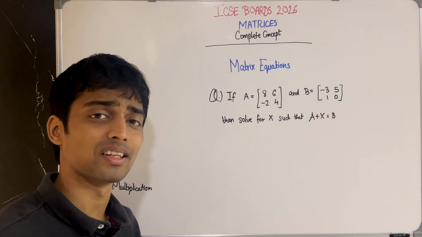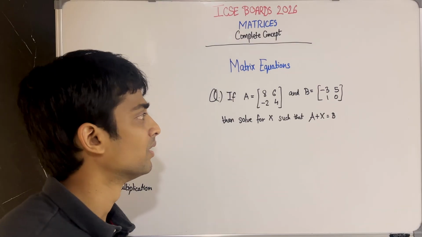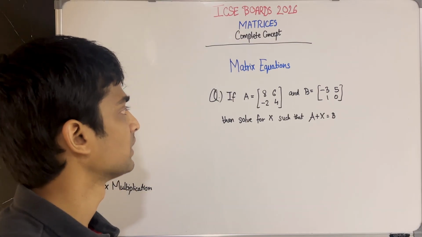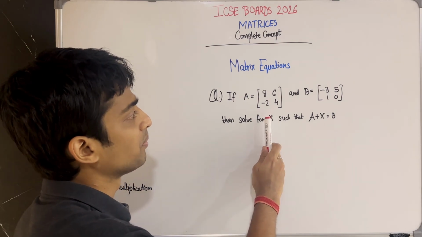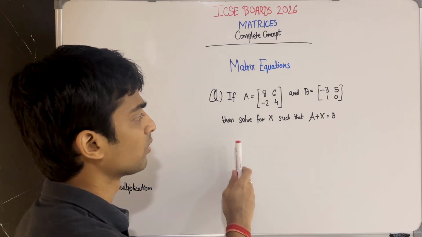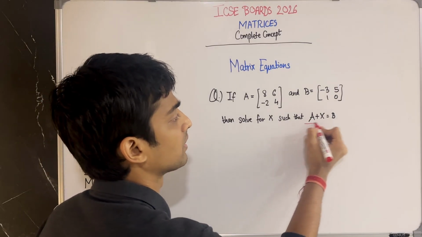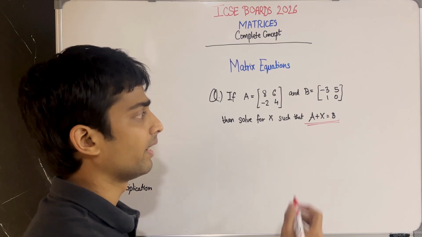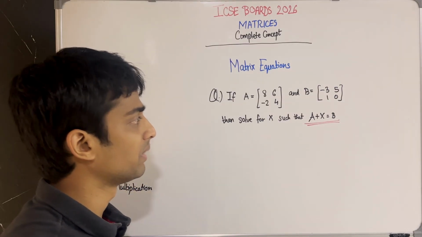Matrix equations is just like algebraic equations but with matrices instead of numbers. So let's look at the question we have. Let's understand this with a question. If A is this matrix and B is this matrix, then solve for x such that A plus x equal to B. So this is our equation and we have to find x here. We have A and B, we have to find x.